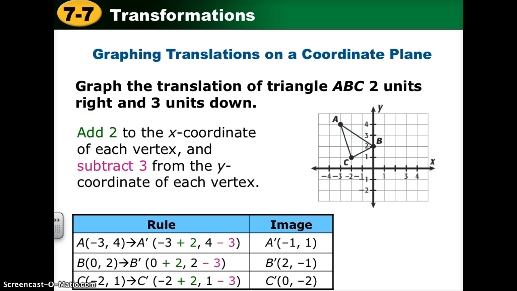B is currently at 0, 2. The new B, or image of B, will be at 2, -1. We added 2 to 0 and subtracted 3 from 2. C is located at -2, 1. The new image is at 0, -2. There's the new image of the triangle ABC after being shifted 2 units right and 3 units down for every vertex.